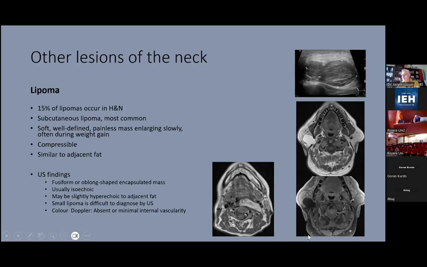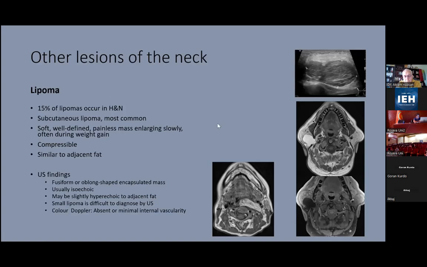This is a different patient with a retropharyngeal lipoma. This is more difficult to diagnose with the ultrasound. And in lipoma, you have to exclude malignant lipoma. If there are septa or blood vessels inside, here we see some, then you have to take a biopsy or excise the lesion surgically.